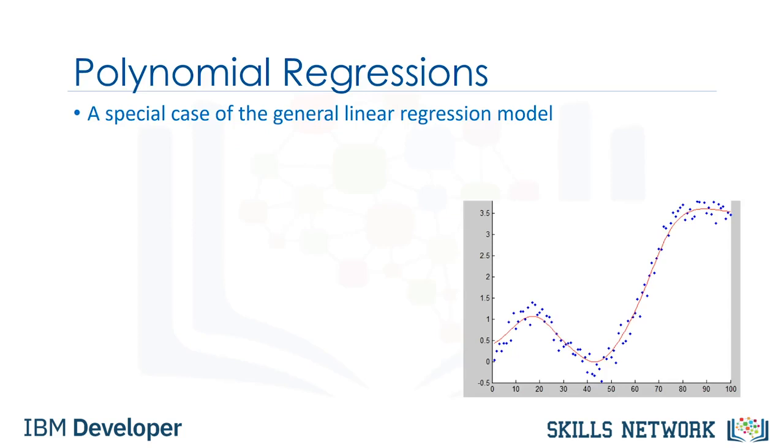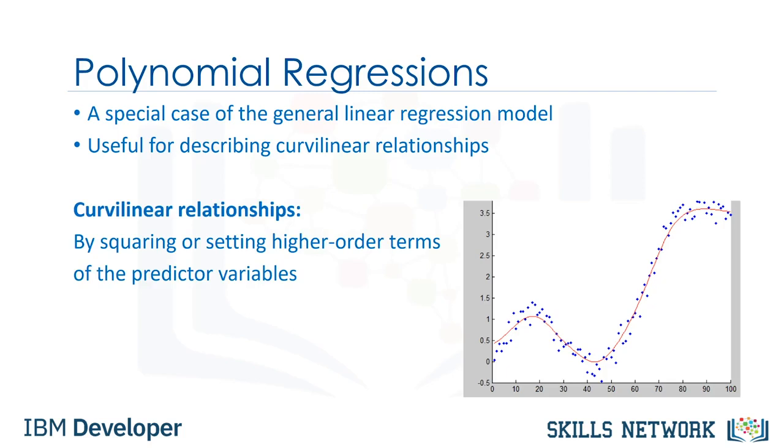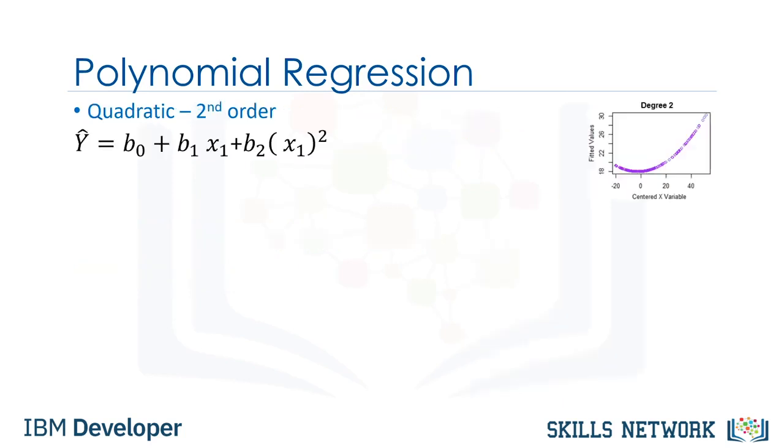Polynomial regression is a special case of the general linear regression. This method is beneficial for describing curvilinear relationships. What is a curvilinear relationship? It's what you get by squaring or setting higher order terms of the predictor variables in the model, transforming the data. The model can be quadratic, which means that the predictor variable in the model is squared. We use a bracket to indicate it as an exponent. This is a second-order polynomial regression with a figure representing the function.